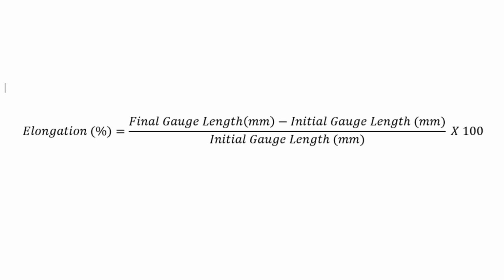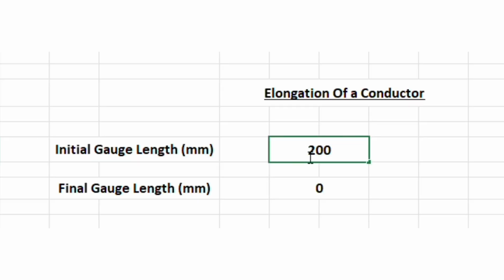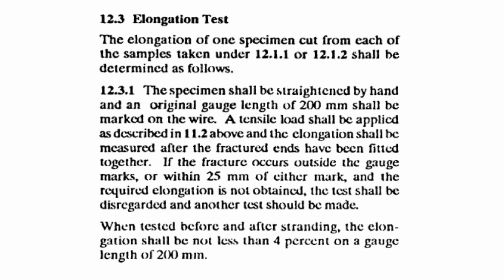The formula for elongation percentage is (final gauge length − initial gauge length) / initial gauge length × 100. Passing criteria for elongation is elongation must be at least 4% as per IS 398 Part 4.